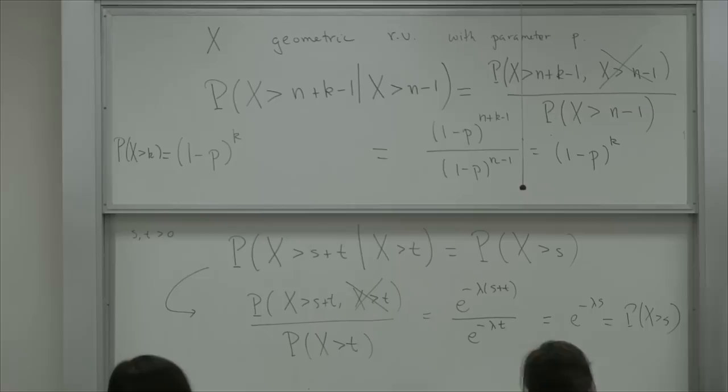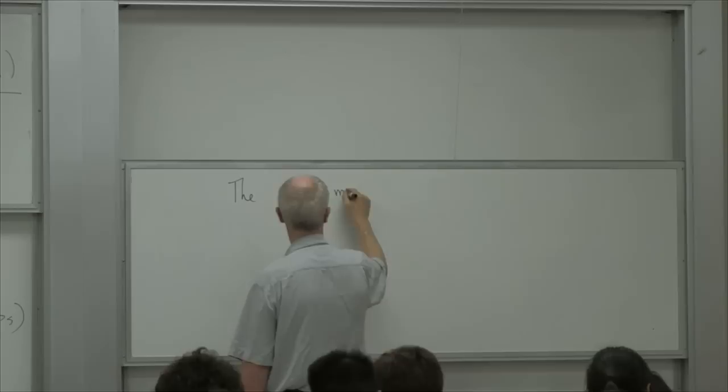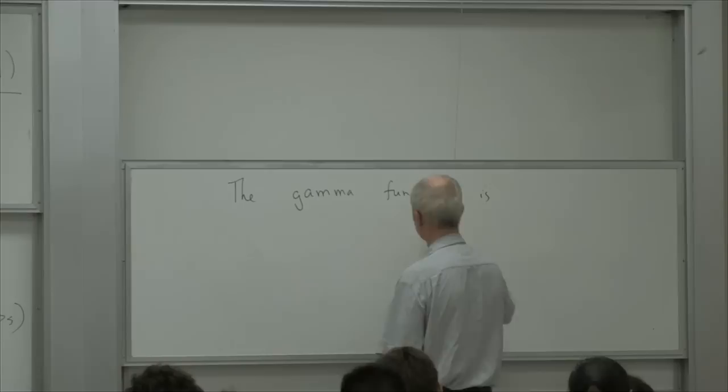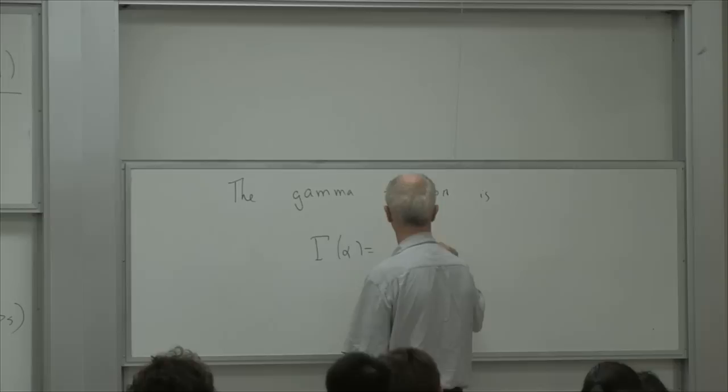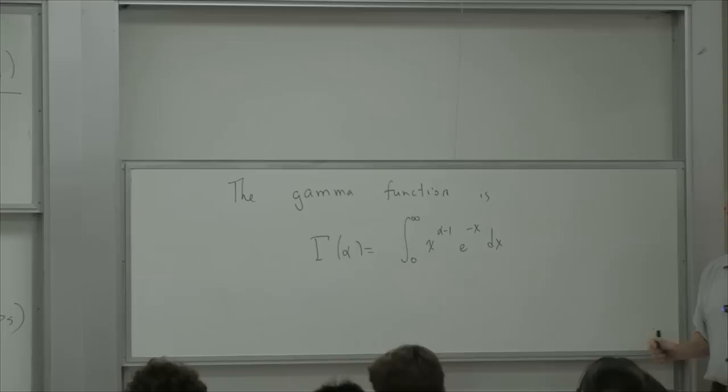A random variable closely related to exponential is called the gamma. Let me first introduce the gamma function. This is an interesting function. If you think functions can be interesting, then this is one of them.